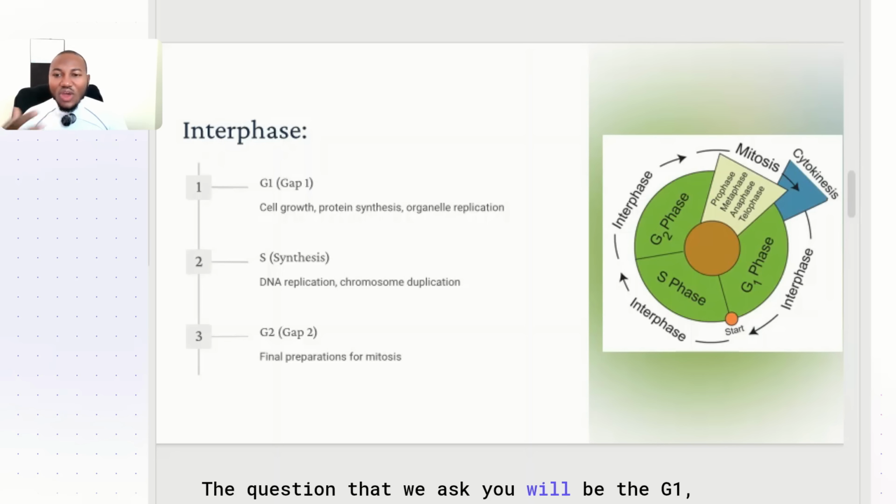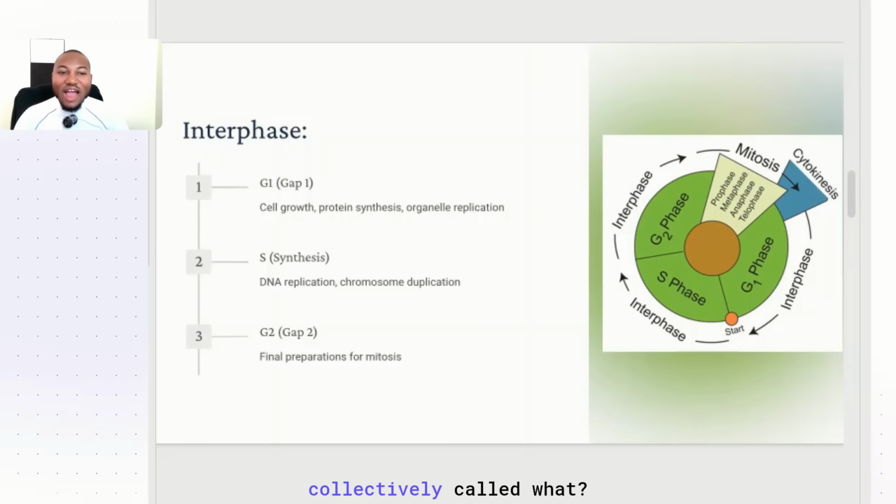The question they will ask you will be, the G1, the S, and the G2 phases of the cell cycle are collectively called what? The answer is interphase. The options they can give you: anaphase, prophase, telophase, cytokinesis. Please, G1, S phase, G2 phase are what? Interphase. It's very, very important for you to know these things. And also, you need to know what happens in these phases. The G1 phase, as I told you, is for cell growth, protein synthesis, and organelle replication. Everything is just changing, preparing.